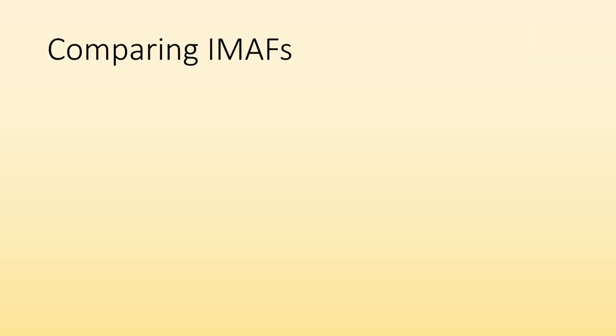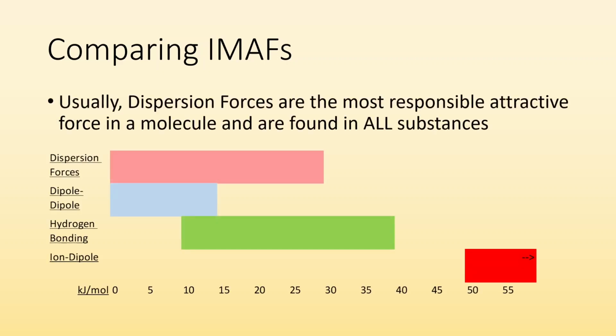But let's talk about comparing intermolecular attractive forces and their strength. Usually dispersion forces are the most responsible attractive force in a molecule and are found in all substances. So all substances will have dispersion forces. And you can see the relative strengths of these things and how they compare. So you see dispersion forces can be pretty good. Dipole are on the lower end. Hydrogen bonding, significantly stronger than dipole. And then ion dipole are really, really powerful.